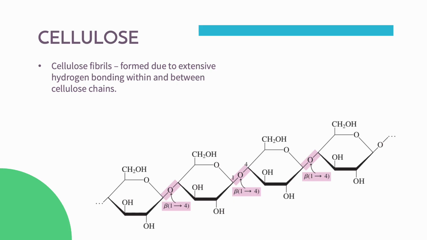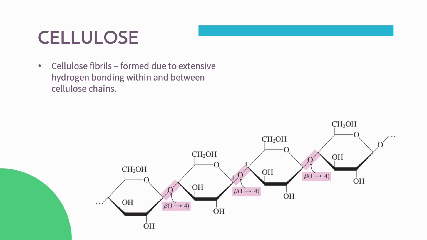Cellulose fibrils are formed due to extensive hydrogen bonding within and between cellulose chains. So these are insoluble in water and are quite strong and rigid. Even though it is a glucose polymer, it cannot be a source of nutrition for human beings, because we lack the enzymes capable of catalyzing the hydrolysis of its glycosidic linkage.